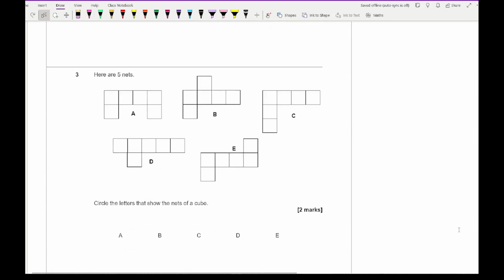Then for question 3, it says here are 5 nets, and it says circle the letters that show the net of a cube. Now again, with this you need to visualize, and basically what you need to do is just a bit of practice. I wouldn't recommend cutting it out, because people are going to look at you weird in the exam, but you want to visualize and know where things fold, etc. But the correct answer you should have for this one is B and E.